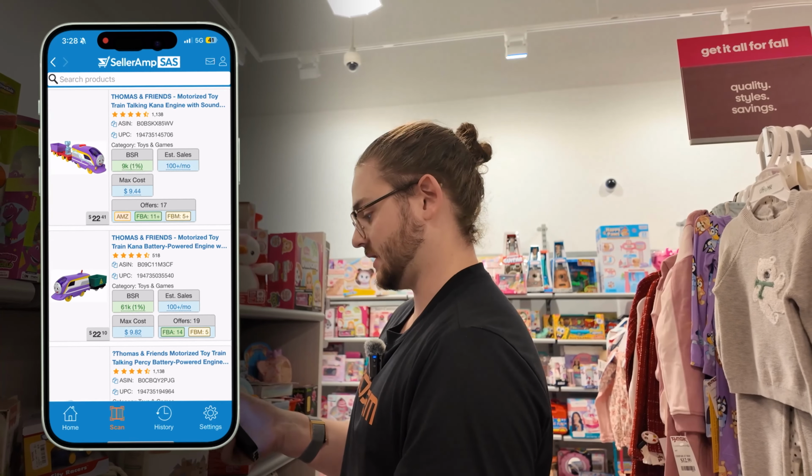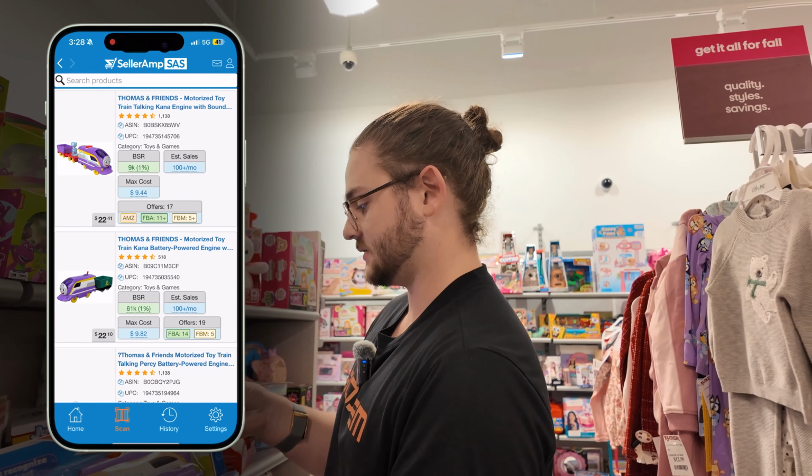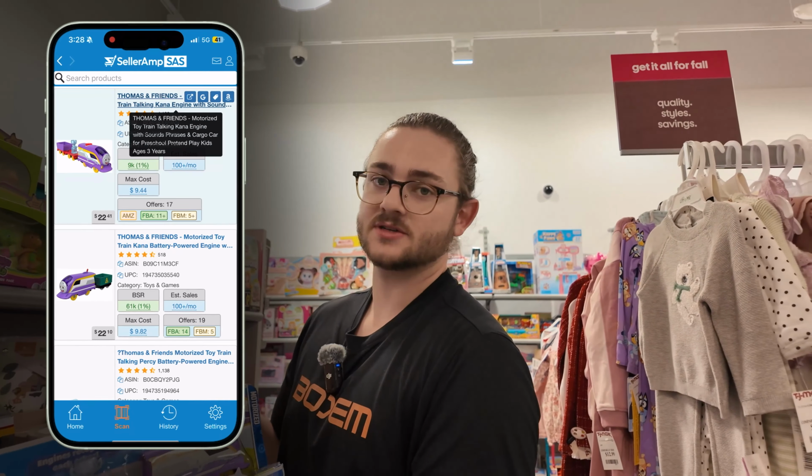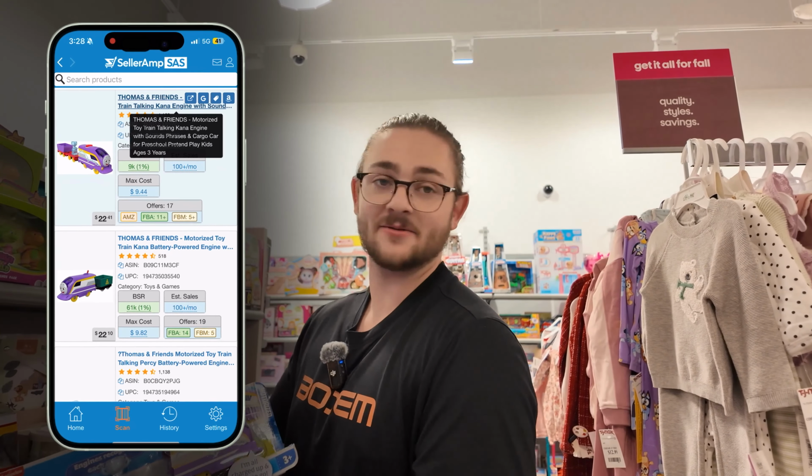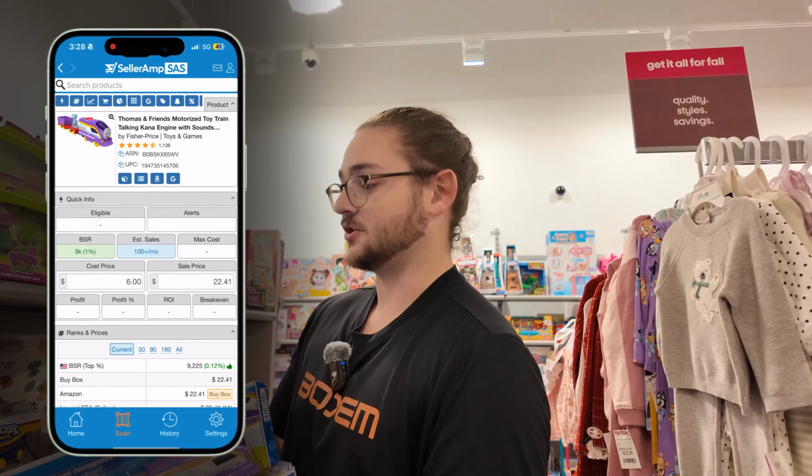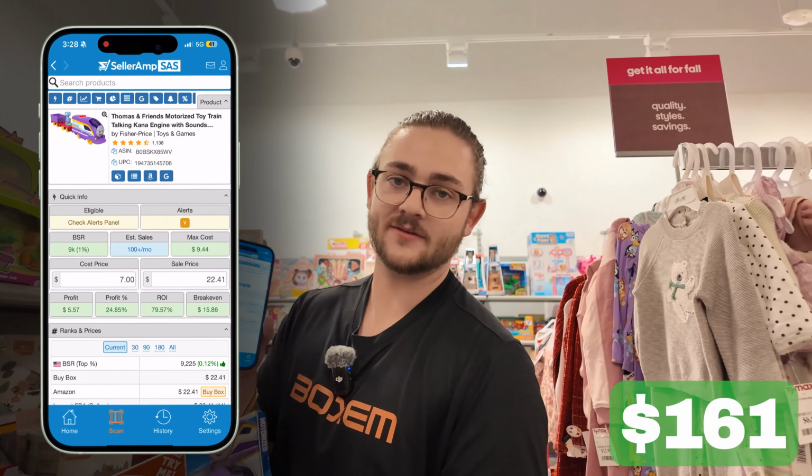So you can see this is a $7 item in stores today. Looks like SellerAmp also stores like last time you found this stuff. Looks like last time I found it for $6. Today it's $7. Still profitable though. We can sell that for a $5.50 profit.